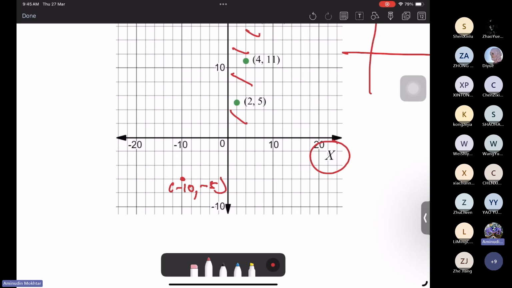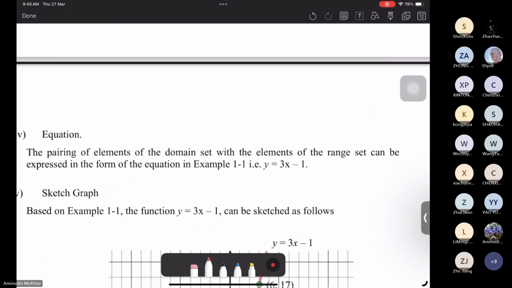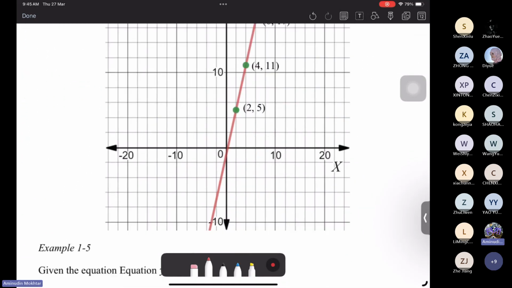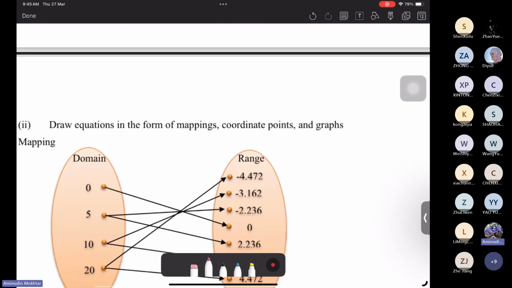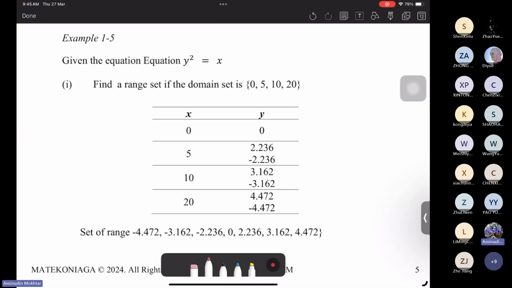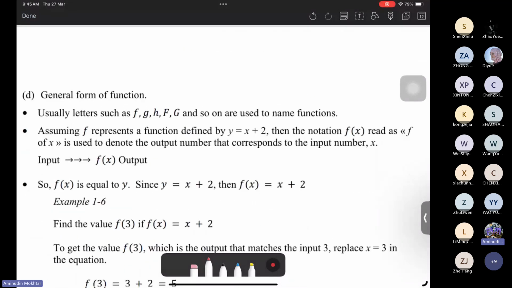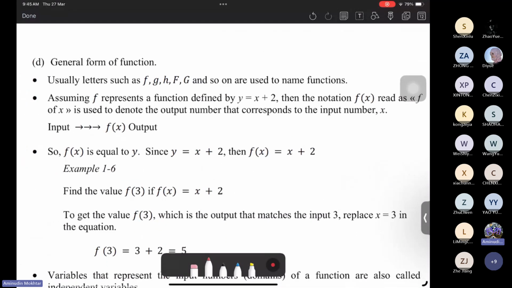And now we also can go to this equation. I will explain later, I leave it to you for your explanation. And what is an equation, what is a relation, I also leave it to you. Okay, there's the general form: how to write a function.